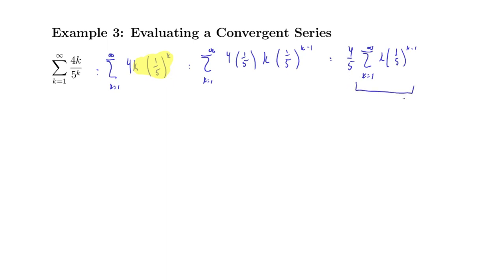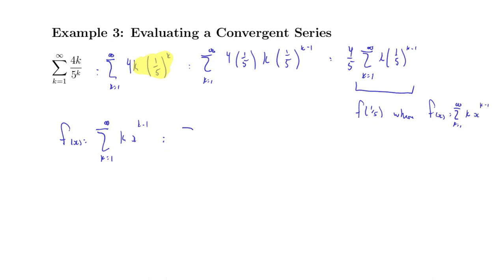I'm going to define this thing as f of 1/5, where f of x is this power series. So this is just a function evaluated. Now let's consider this f of x function and look at the power series version of it. This is k times x to the k minus 1.